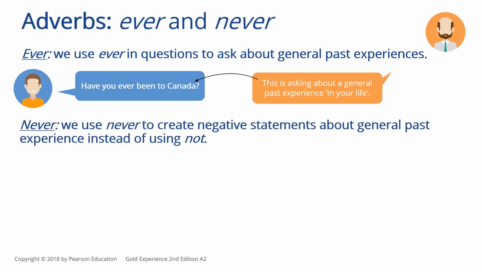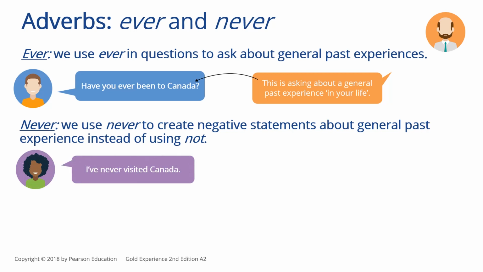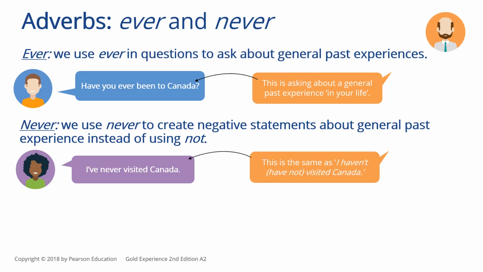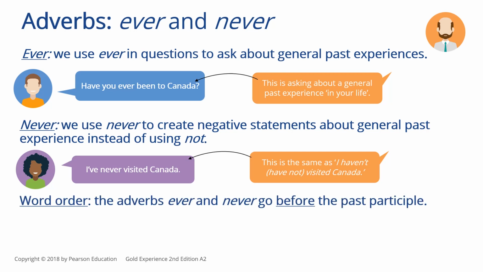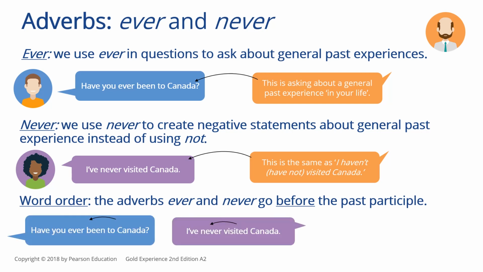Never. We use never to create negative statements about general past experience instead of using not. Look at this example. I've never visited Canada. This is the same as I haven't visited Canada. Important word order: the adverbs ever and never go before the past participle. Have you ever been to Canada? I've never visited Canada. Let's practice.